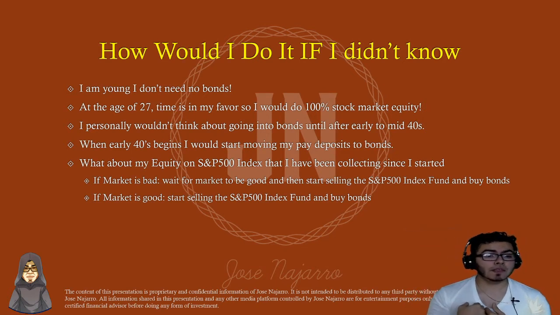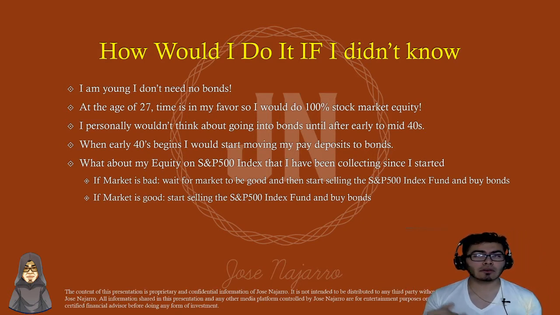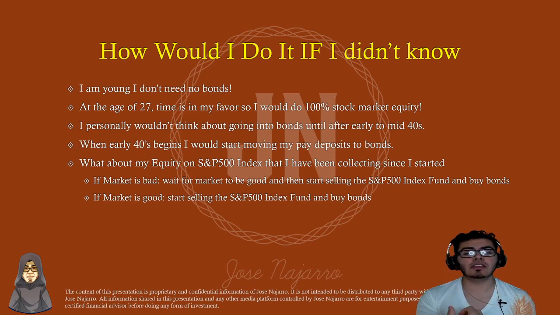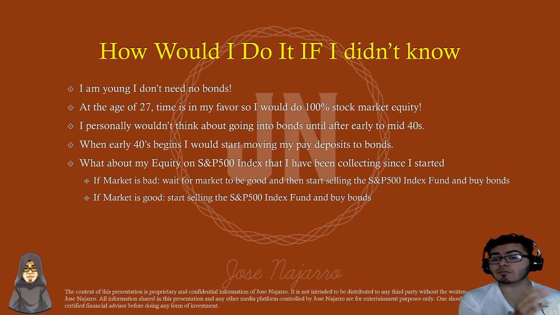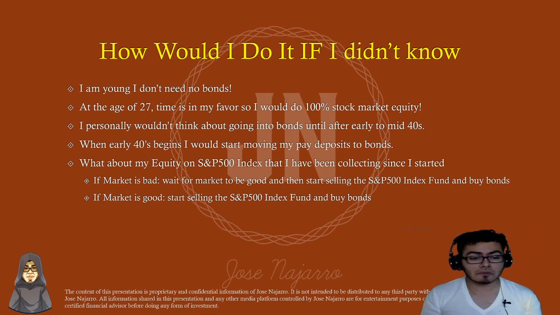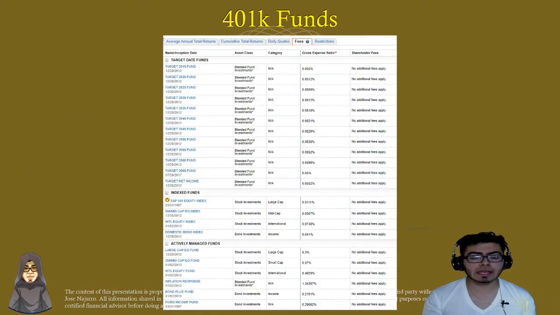So I personally don't think I'm going to go into bonds until after my early or mid 40s. After early or mid 40s, I still have 10 to 15 years. So between now and my mid 40s, I'm going to be 100% in stock market equity. When I'm in my early to mid 40s, that's when I would begin moving my paycheck deposits to bonds. If you look at your 401k, it asks you what percentage you want to go where. Right now, 100% of my paycheck on 401k goes to my S&P 500 index fund.